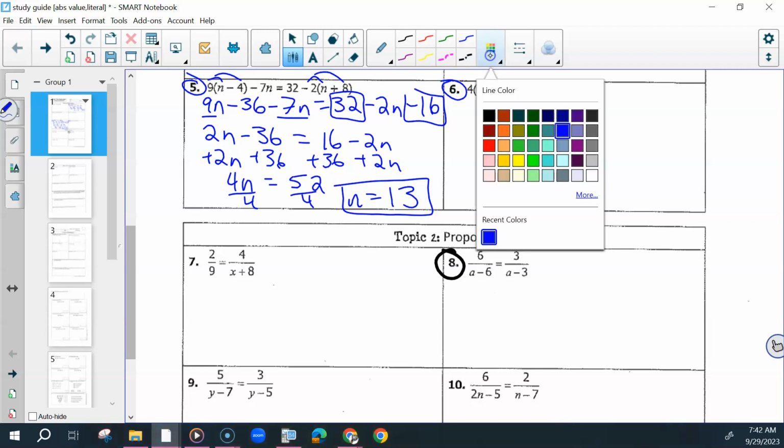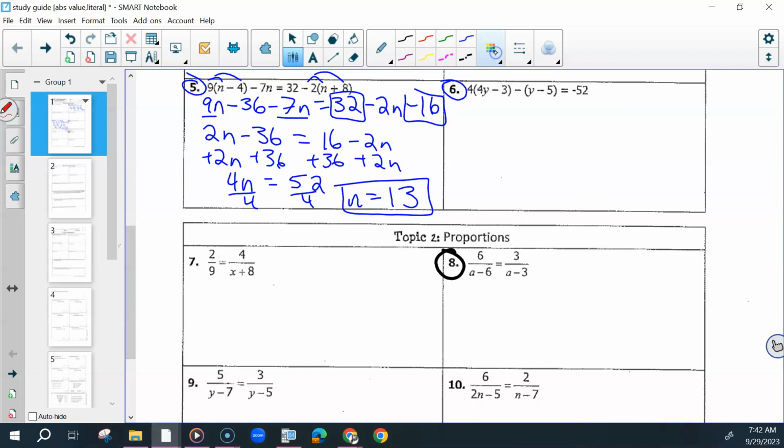Number 6 is the same. Distribute first. What are we distributing here? The negative one. We have 16y minus 12 minus y plus 5. Be careful with your negatives.